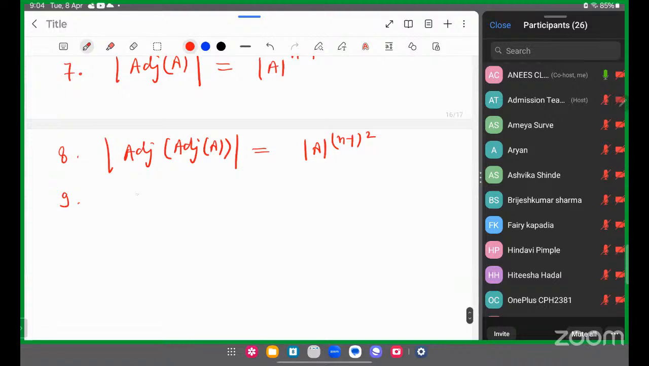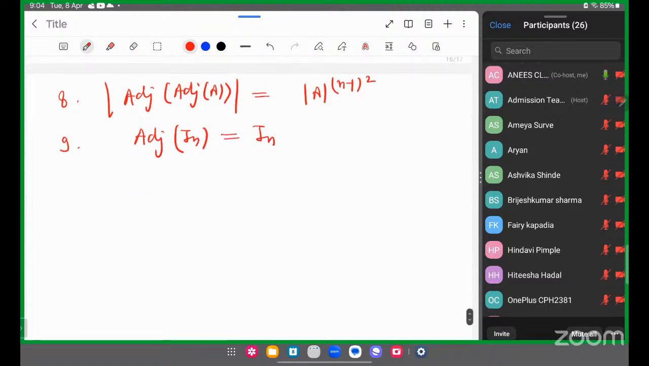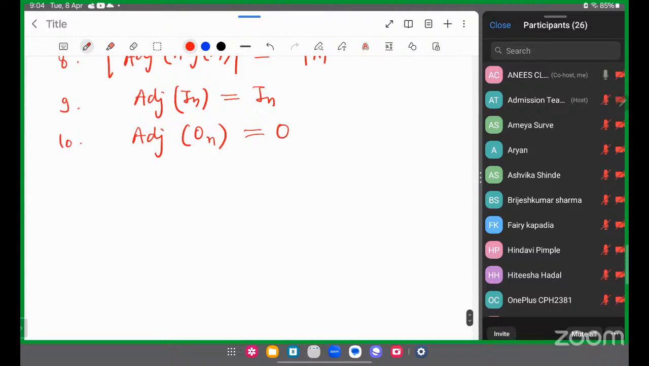Ninth is adjoint of identity matrix of order n is In, that will be the identity matrix itself. And if you are taking adjoint of a zero matrix of order n, null matrix, adjoint will be 0. Understood?